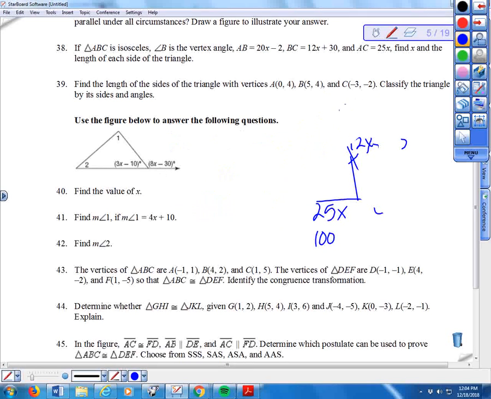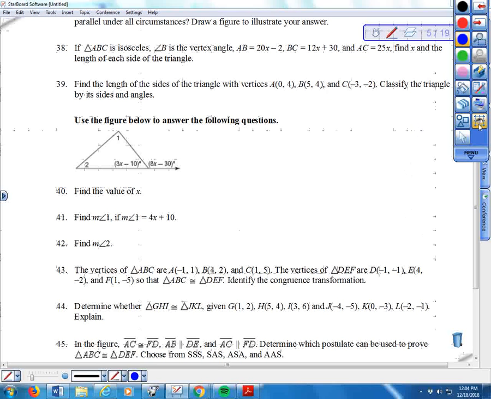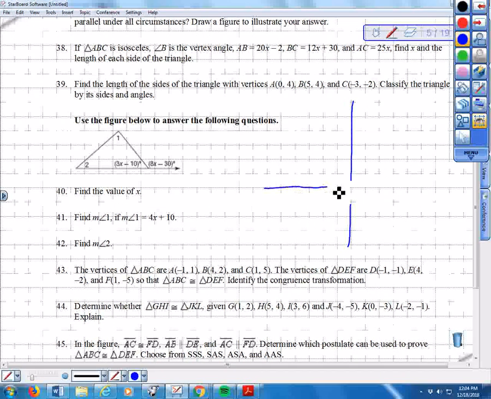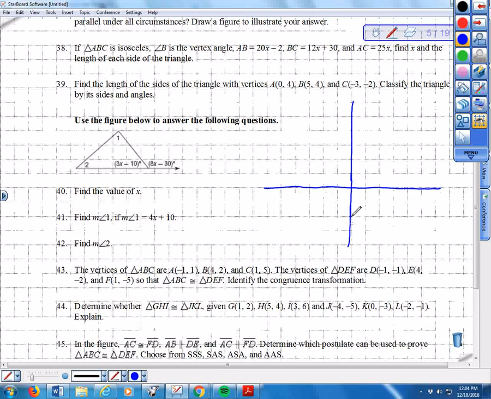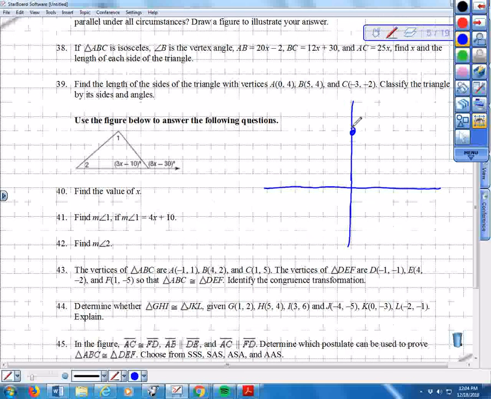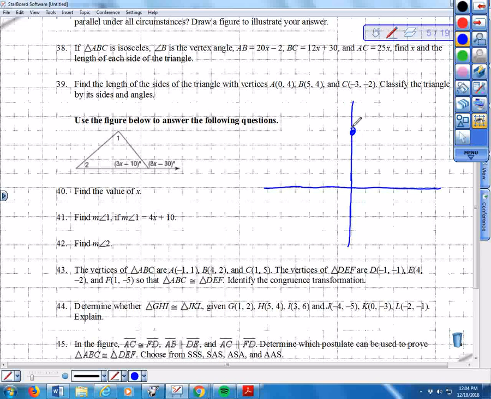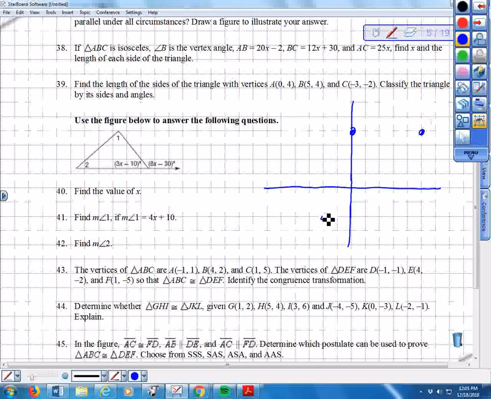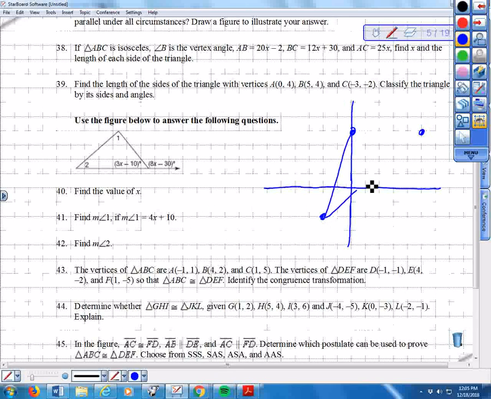Find the length of the sides of a triangle with vertices at (0, 4), (5, 4), and (-3, -2). I cannot draw straight lines. Save my life today. So there's my triangle.